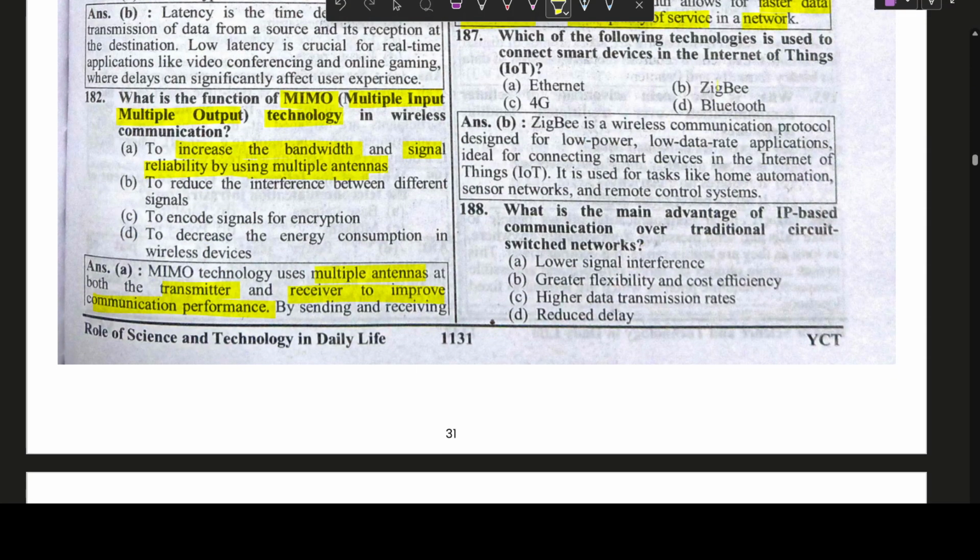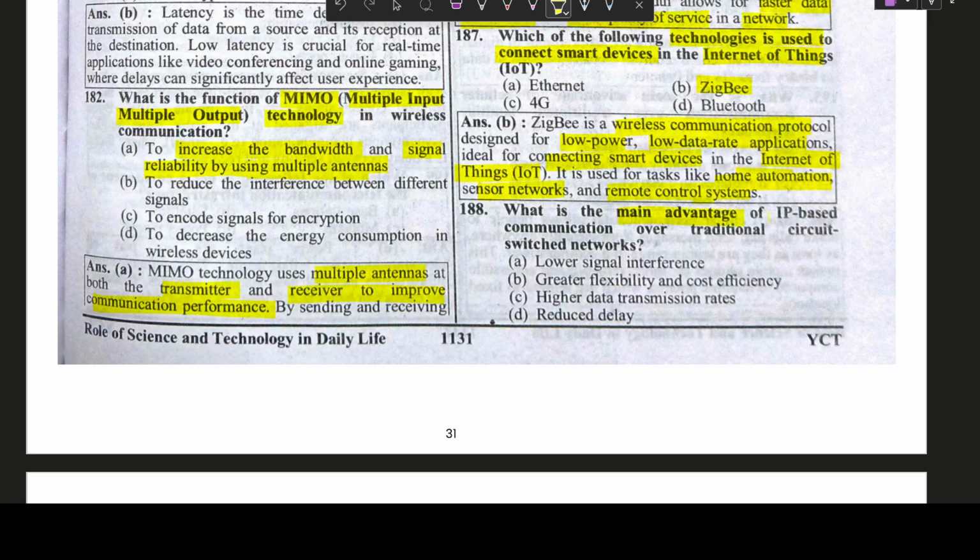So which of the following technologies is used to connect smart devices in Internet of Things, IoT? So Zigbee is a wireless communication protocol designed for low power, low data rate applications. Ideal for connecting smart devices in the Internet of Things. It is used for tasks like home automation, sensor networks and remote control systems.